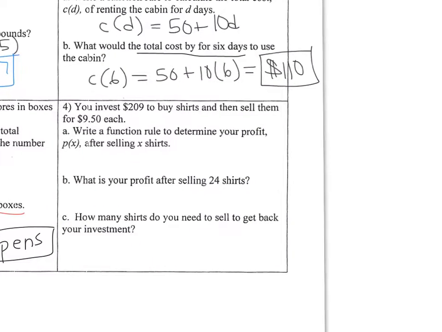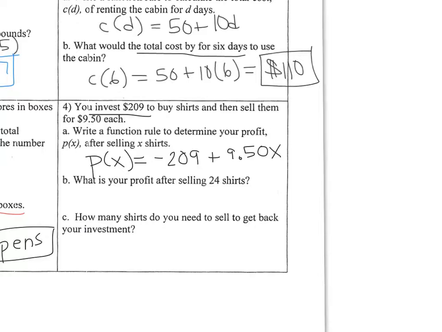Number 4, you invest $209 to buy shirts and then sell them for $9.50 each. Write a function rule to determine your profit, P of X, after selling X shirts. So P of X equals, so the profit that you make is, you invest $209. So that means that you have spent $209. So that's a negative $209. You are in the hole until you start selling lots of shirts. But you're going to sell them for $9.50 per shirt.